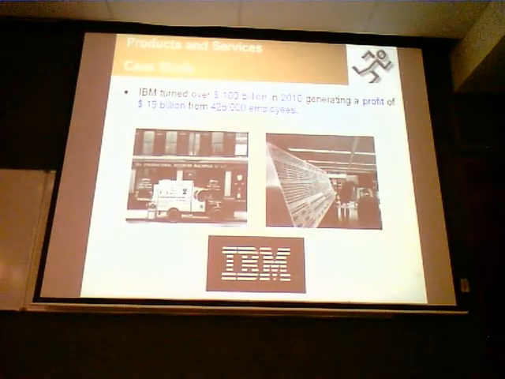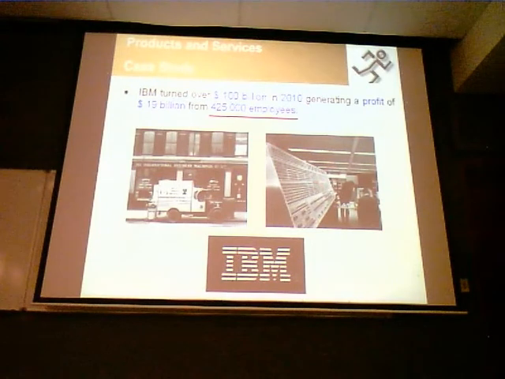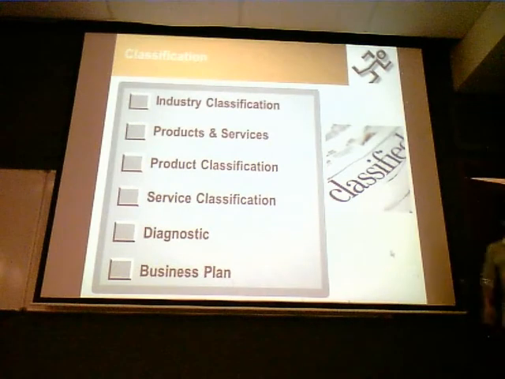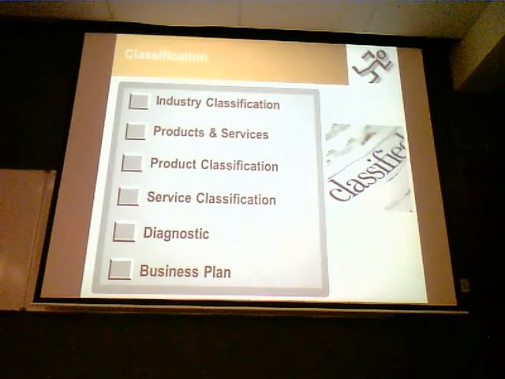They're still alive. They're turning over 100 billion today, 19 billion in profit. And because they're services, see how many employees they've got? It's all people-based for IBM. So it's a good example of a company that's transitioned right through the product and service spectrum. Okay.